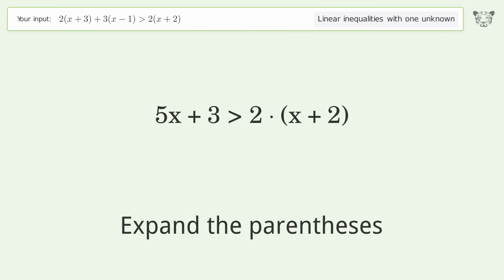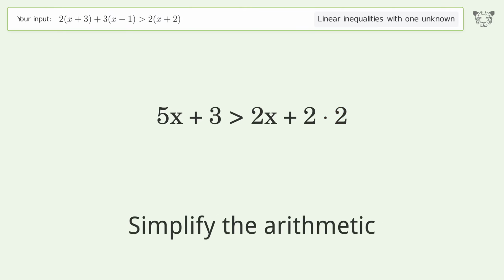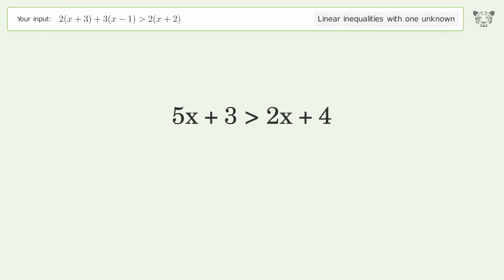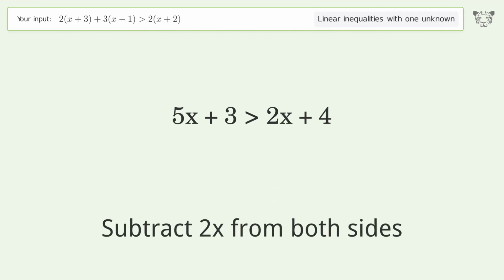Expand the parentheses. Simplify the arithmetic. Group all x terms on the left side of the inequality. Subtract 2x from both sides.